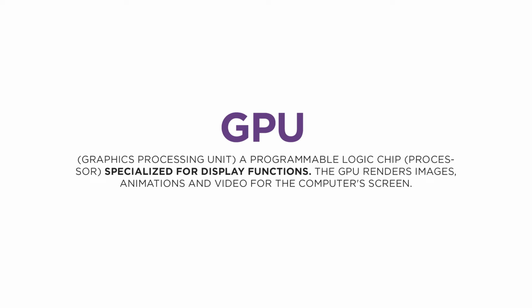All right, so next up we need to talk about the GPU. The GPU is the graphics processing unit, and it is a programmable logic chip specialized for display functions. The GPU renders images, animations, and video for the computer's screen. Now, this is where it gets a little bit tricky because yes, GPUs are important in certain areas, but for some reason, a lot of Adobe programs don't utilize the GPU all that much. So it's important, yes, but it's not the most important factor that I would look at.